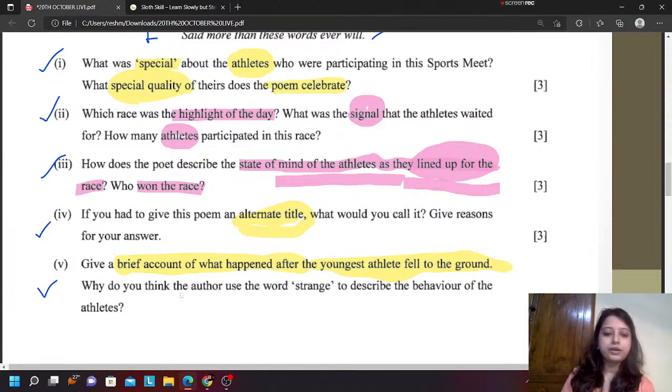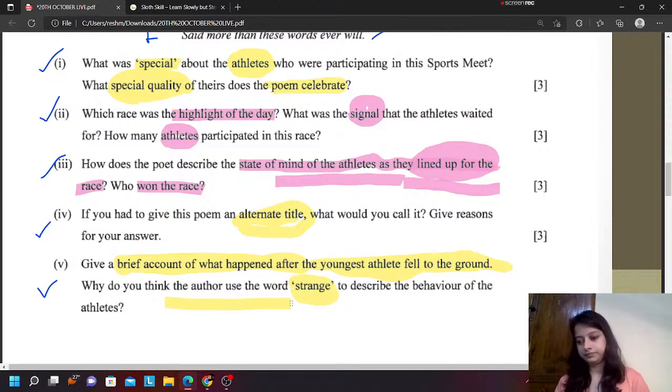Okay. Last part, why do you think the author uses the word strange to describe? Very important question, this one is. Why is he using the word strange to describe the behavior of the athletes? Why is the word strange used?